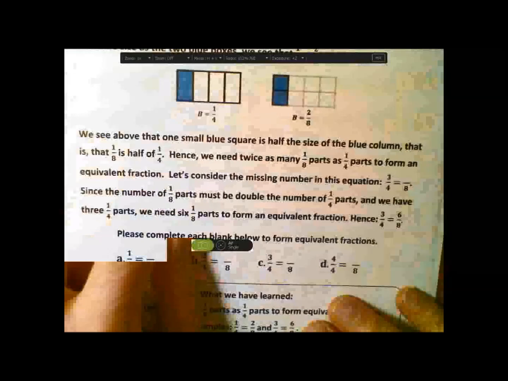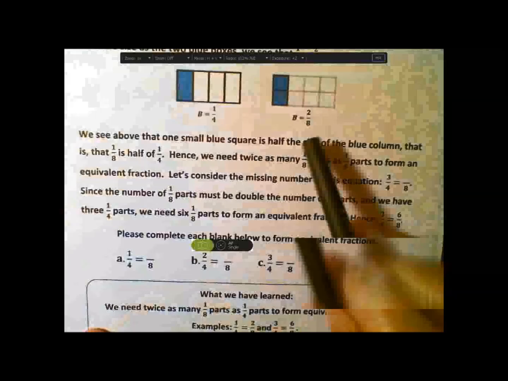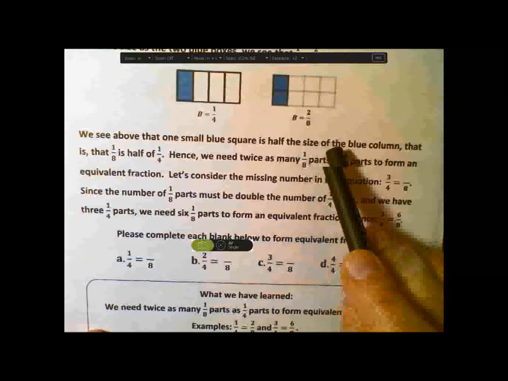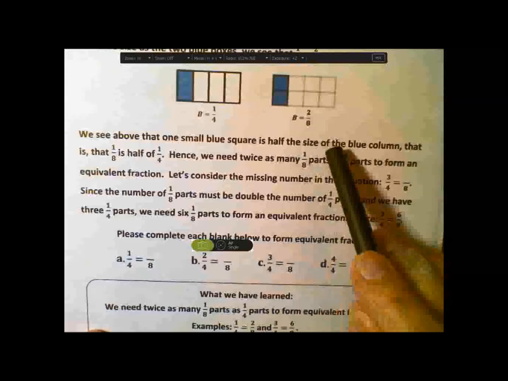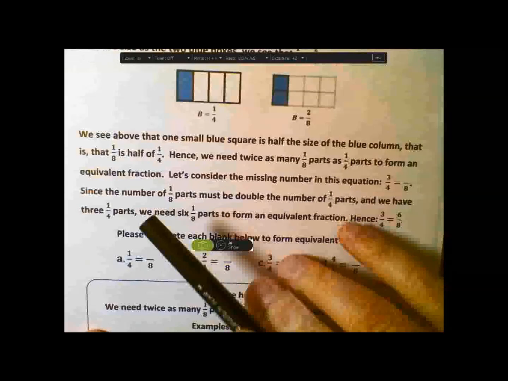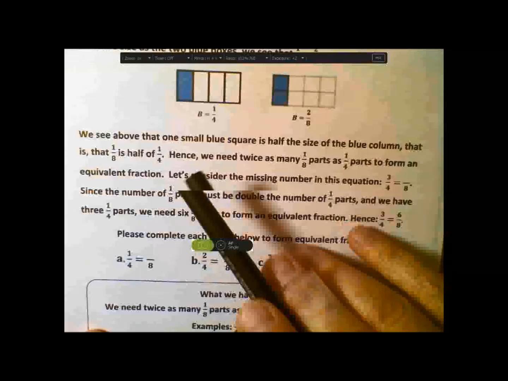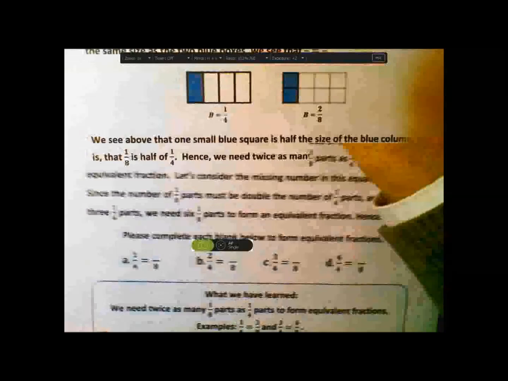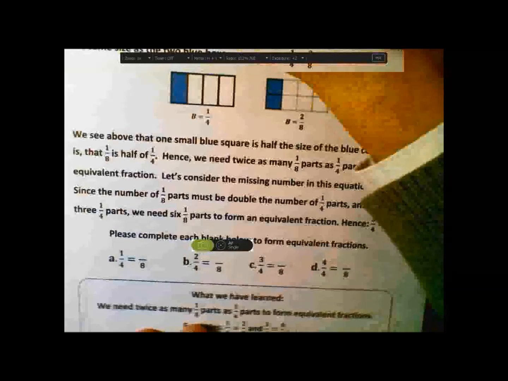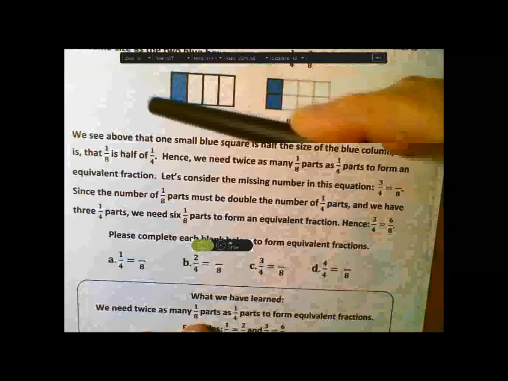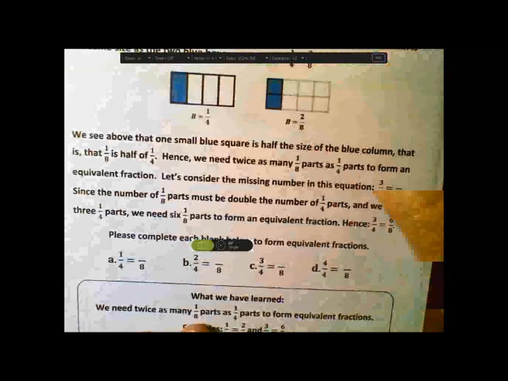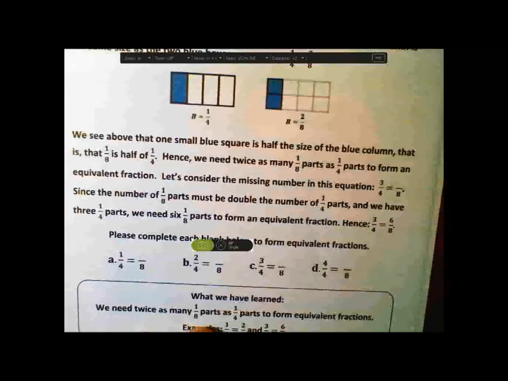That one small blue square is half of the size of the blue column. That is, 1/8 is half of 1/4. Okay, we have to stop right there. Can you explain in your own words, how do we see that this small box is half of this column? How do you know that?